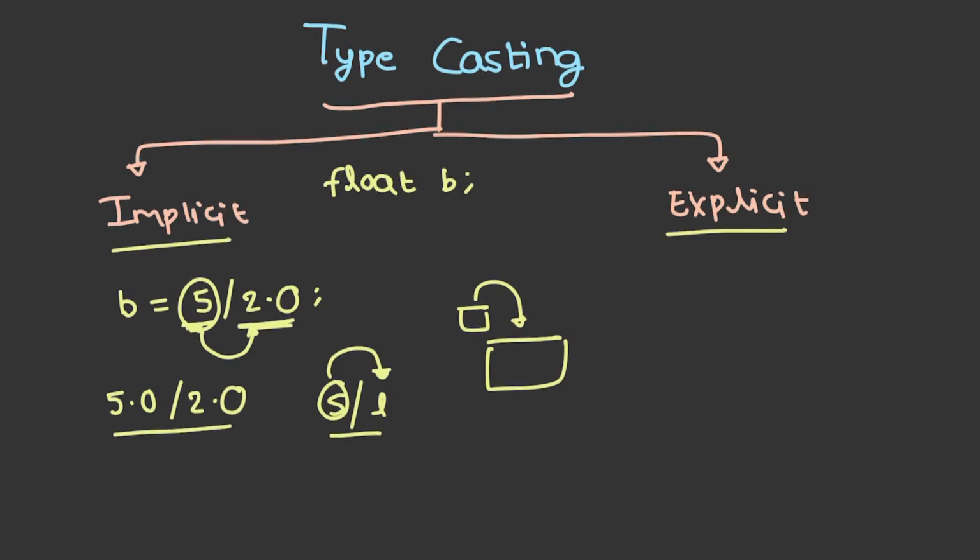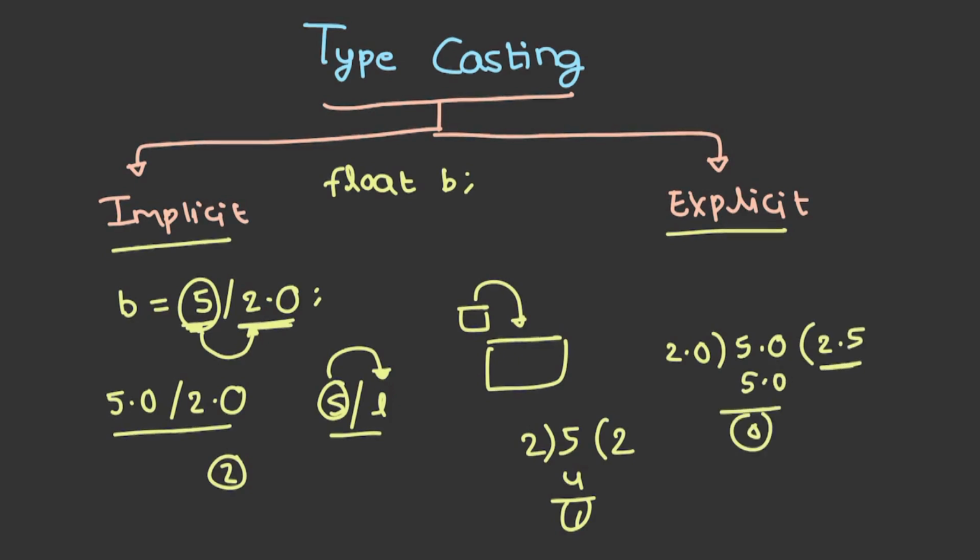So instead of storing the result as 2, suppose you divide 5 by 2, the quotient will be 2 and the remainder will be 1. But in the case of floating point, if you divide 5.0 by 2.0, it will be 2.5. So the quotient is 2.5 and the remainder is 0. Now b will store the value 2.5. Here, even though 5 is an integer, it has been converted to floating point type, so implicitly the change has occurred. If you have a small data type and a large data type, the smaller data type will be automatically converted into the larger data type, and this is called implicit typecasting.